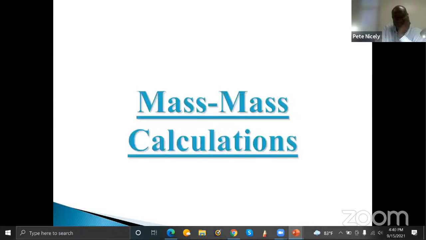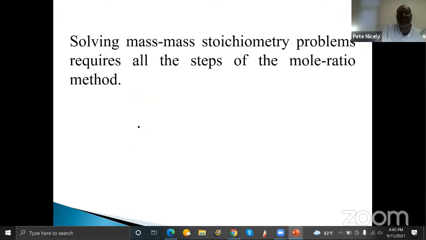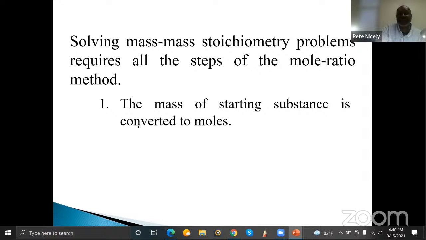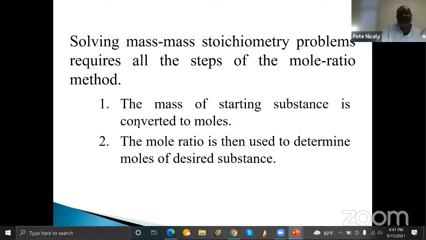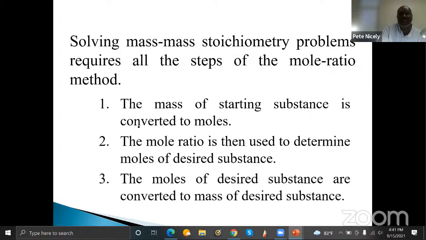Okay, so let's look at another type of stoichiometric problem where you're given the mass of one substance and you're asked to determine the mass of another substance involved in the reaction. So in this case, there's an extra step compared to what we were doing before, where you have to convert the mass of the starting substance to moles. Then you have to convert the moles of the given starting substance to the desired substance using a mole ratio. And then finally, you convert the moles of the desired substance to the mass. That would involve the molar mass, of course, to do that.